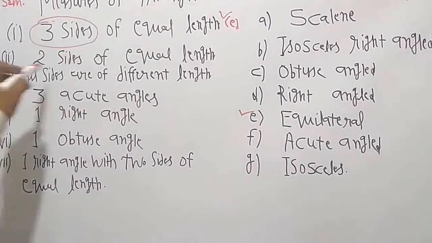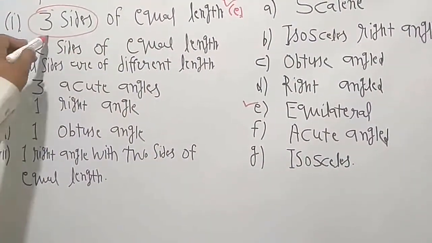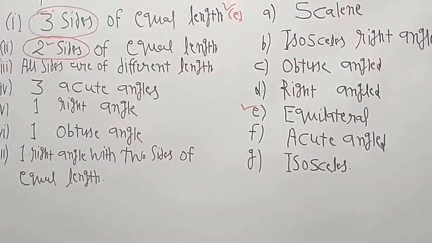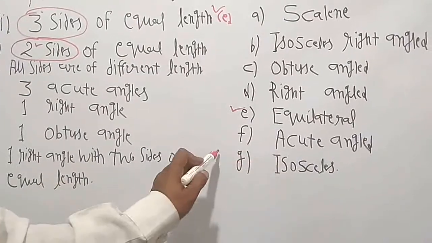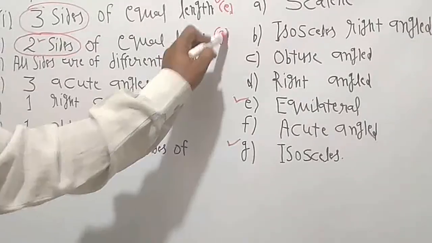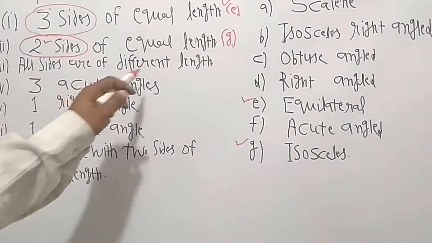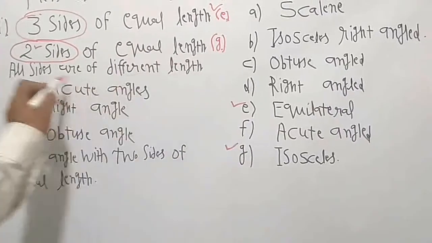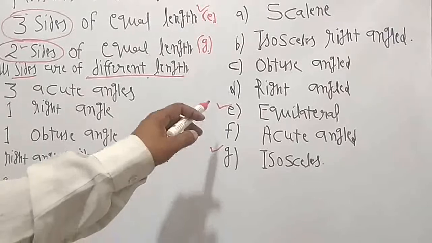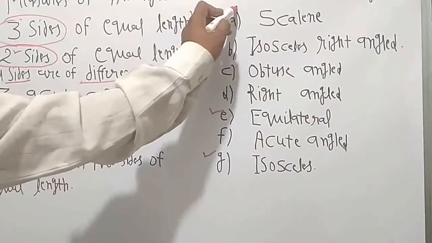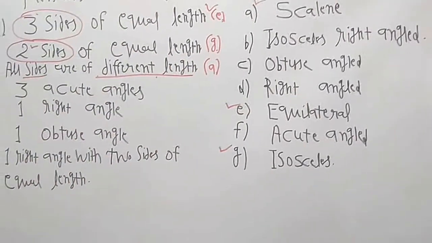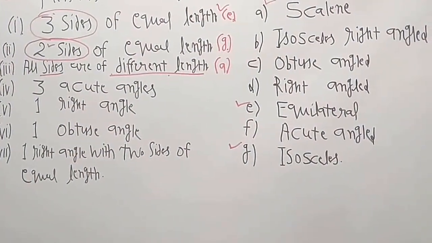Now second, 2 sides of equal lengths. Again we are talking about the sides and this time the sides are 2 and they are equal. So it is matching with the isosceles triangle. In an isosceles triangle, 2 sides have the same measurement. All sides are of different lengths. It means again it is based on the sides and this time 3 sides are different. So it is a scalene triangle, A, because a scalene triangle has different measures of all the 3 sides.